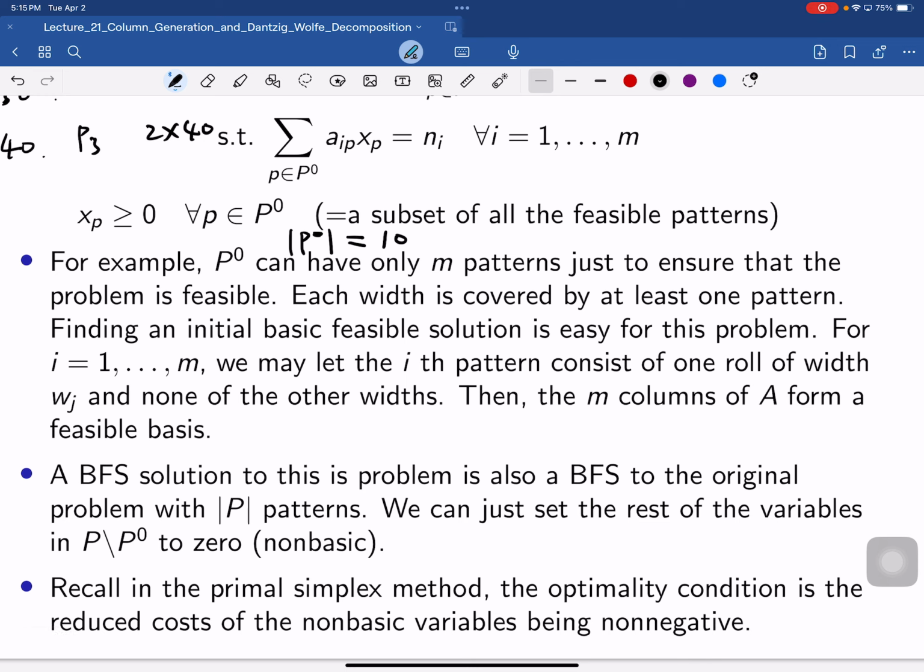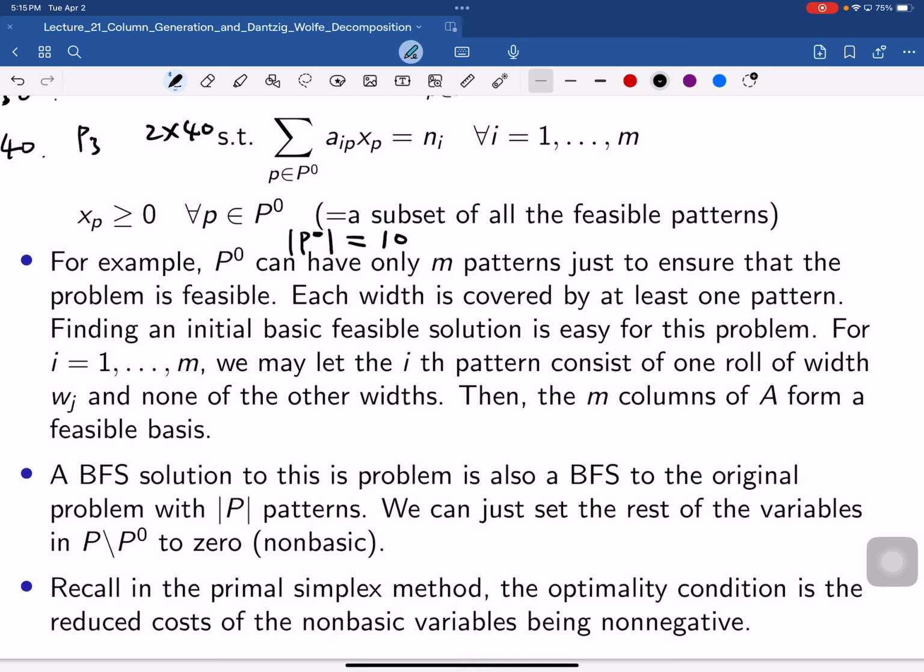So now what we can do is that if we find out that the basic feasible solution of this reduced problem satisfies the optimality condition of the original problem, then you are done, right? Okay. So let's quickly recall what is the optimality condition of a linear programming problem. We did cover that in linear programming, right?